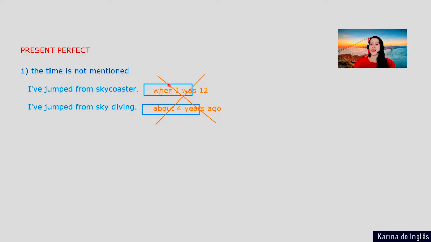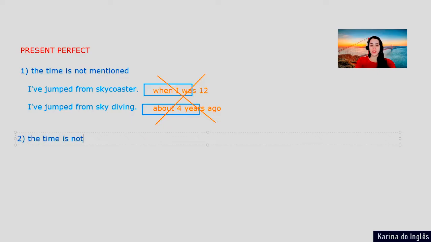But if the time is important, if I want to mention the time, then I should change here. Instead of saying I've jumped, I should say I jumped. Okay. Good. So when the time is not mentioned is the first usage of present perfect. How about the other 3? Because I told you that we were going to see 4, sorry. So what is the second one?